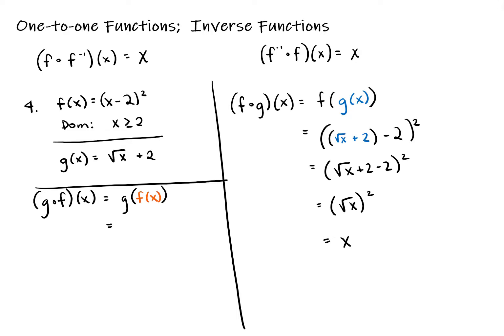This time g is my outer function, so I'm going to write that first, replacing the variable with parentheses, and then writing my f function inside that parentheses as well. And so notice that I have the square root of x minus 2 squared. The square root and the x minus 2 squared will cancel out, giving me just x minus 2 plus 2, which simplifies to become x. So since I composed g of f of x, and it became x, and f of g of x, and it became x, then I proved algebraically that f and g are inverse functions.